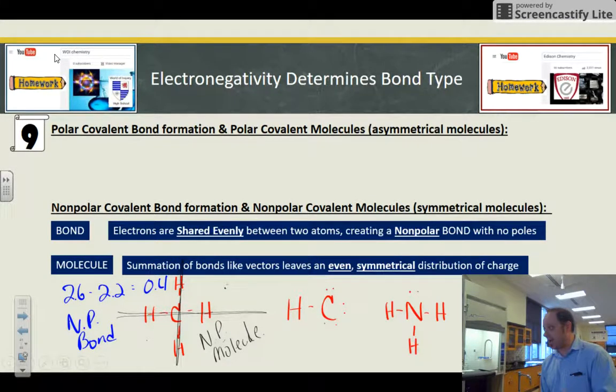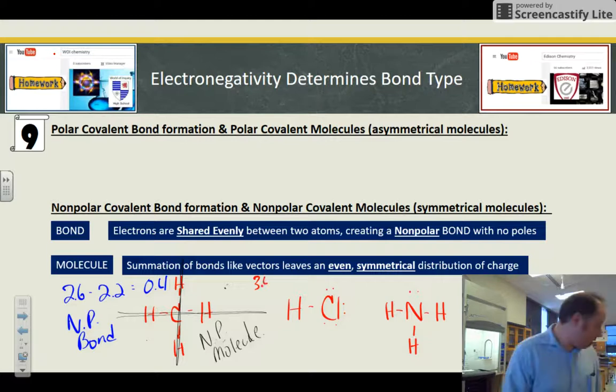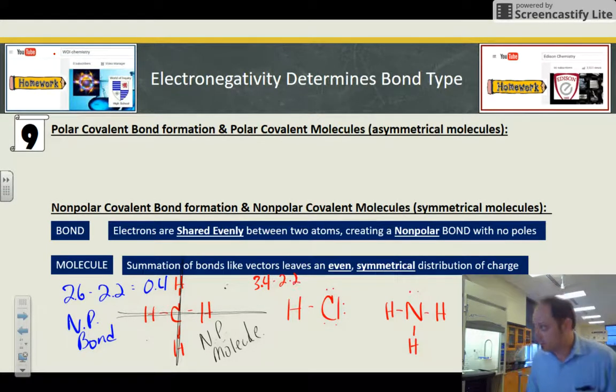Now the next one, H. I think you wanted to do Cl there. So squeeze in a little L. Okay, HCl. If you look at the difference in electronegativity, 3.4 minus 2.2, it's 1.2. So this would be in the polar covalent range, meaning the bond between the hydrogen and the chlorine, one of them is going to pull the electrons more dominantly than the other. It's the chlorine in this case.